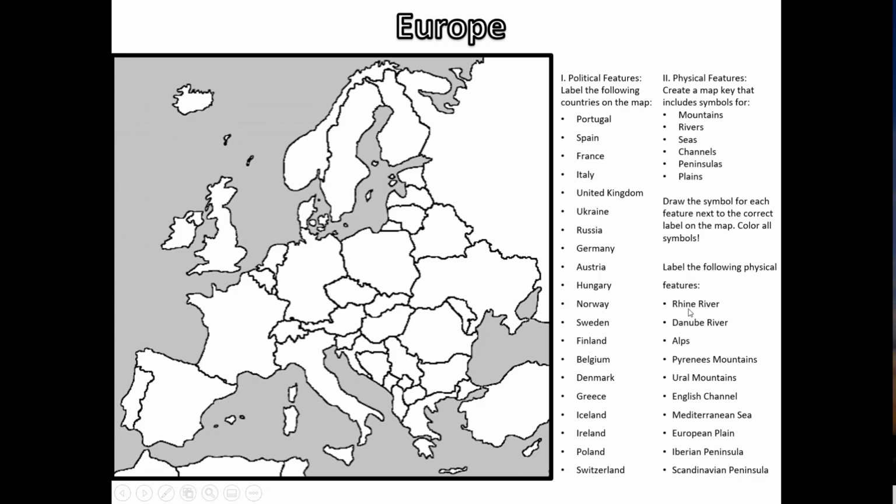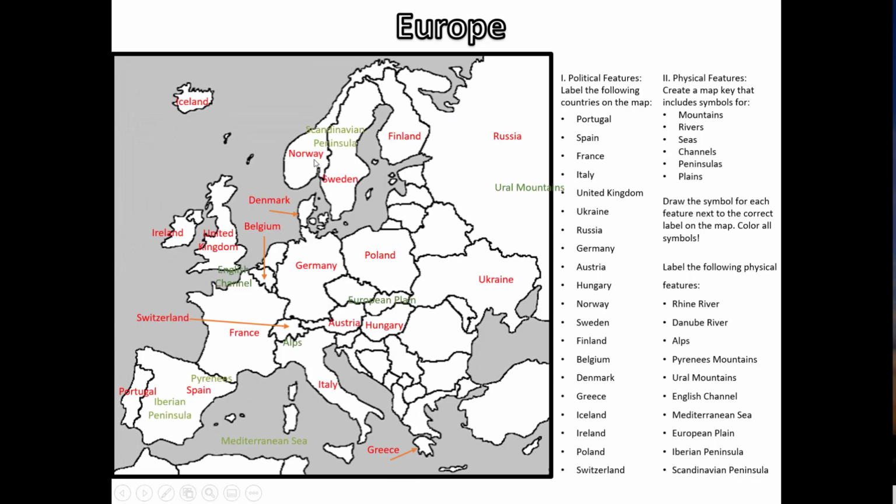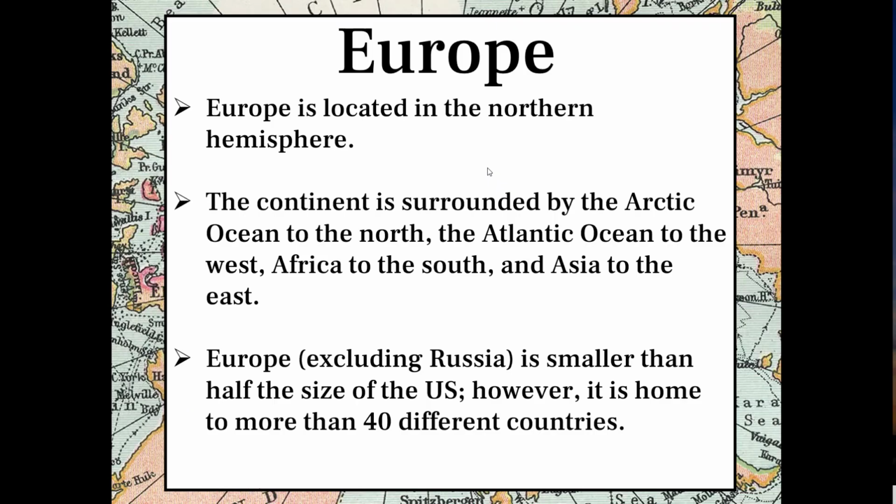Again, it's the Rhine River, the Danube River, the Alps, the Pyrenees Mountains, the Ural Mountains, the English Channel, the Mediterranean Sea, the European Plain, the Iberian Peninsula. All those are in your standard. And then one more, the Scandinavian Peninsula. So I have put on this map almost all of the physical features. I have put all of the countries that you need to know, but you will be using your atlas for that.